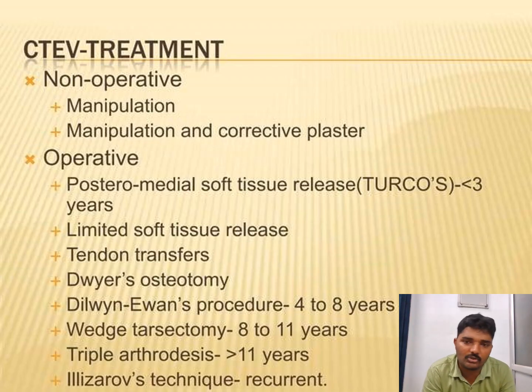Then operative procedures, with many techniques. Posteromedial soft tissue release is for less than 3 years. Then limited soft tissue release, tendon transfer, and dwyer osteotomy. Then the Dillwyn Evans procedure for 4 to 8 years, wedge tarsectomy for 8 to 11 years, and triple arthrodesis for more than 11 years. Then the Ilizarov technique for recurrent cases.